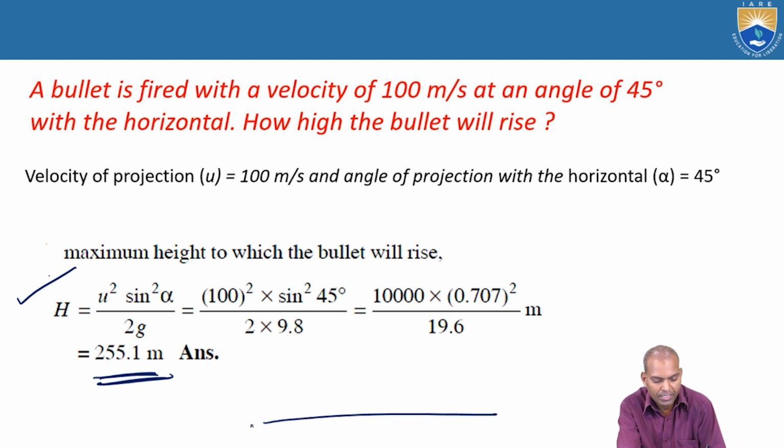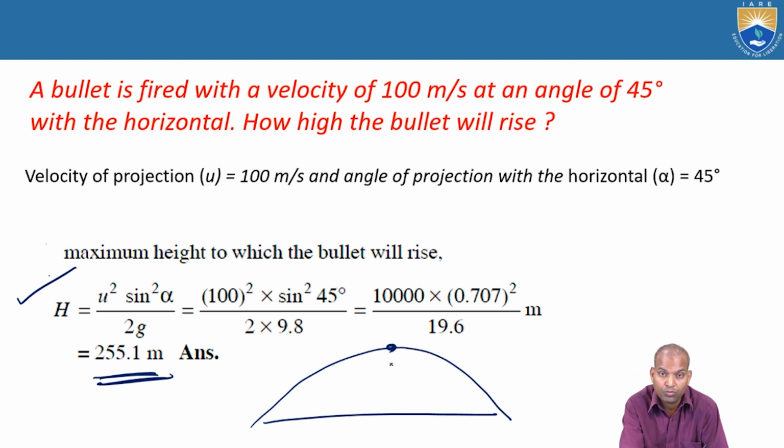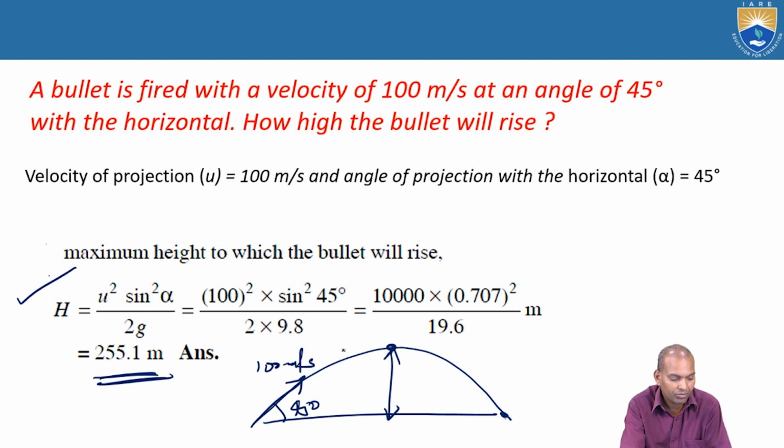The maximum height it will reach is 255.1 meters. With a 45 degree angle and a velocity of 100 meters per second, the bullet will rise to 255.1 meters.